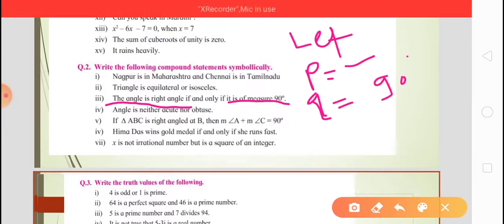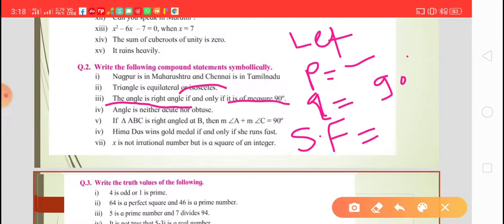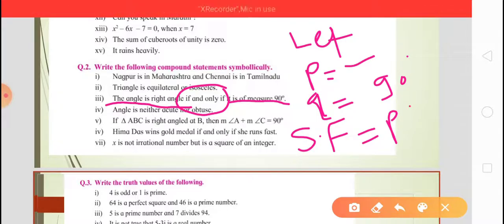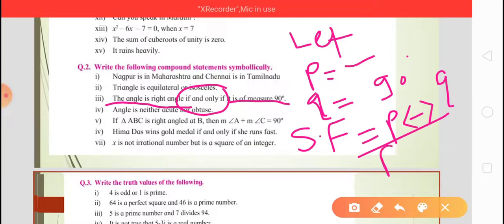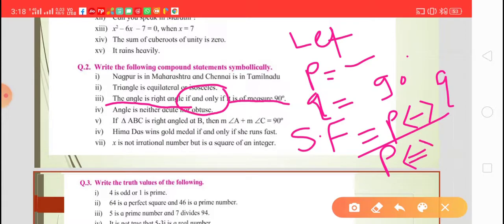It is statement Q. So now write down the symbolical form of these two statements combined by using the logical connective if and only if. It means biconditional. So write down the symbolical form: P biconditional Q. This symbol is also used for the biconditional. So friends, understand how to write the biconditional two-side arrow.